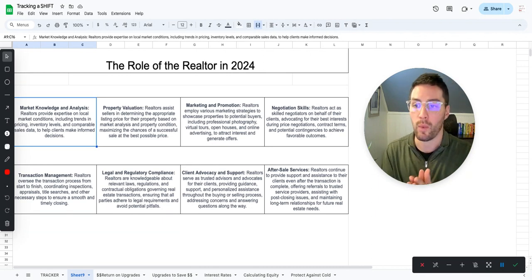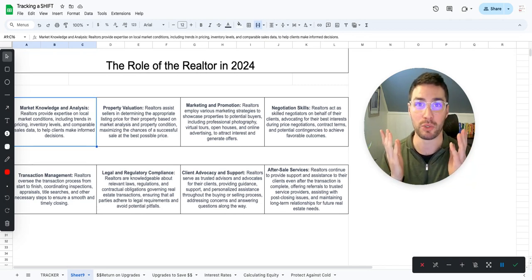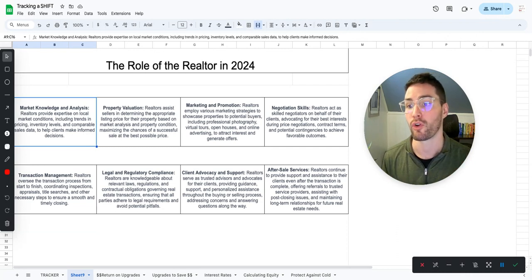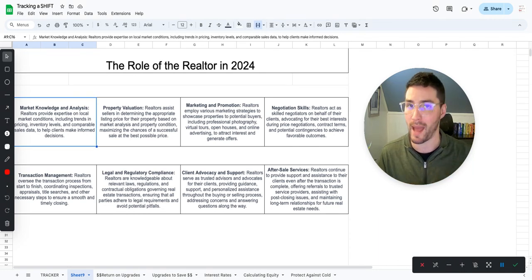So I want to go through this quickly here. We're not going to take too long, but I do want to just hit each of these 8 points. So let's start with the obvious one. Market knowledge and analysis. Realtors provide expertise on local market conditions, trends, pricing, inventory levels, comparable sales data to help clients make informed decisions. I don't know about you, but what we've been doing here for over a year seems to be that. So that's always been my intention, is that I have to be able to talk to clients about this and give them accurate information.